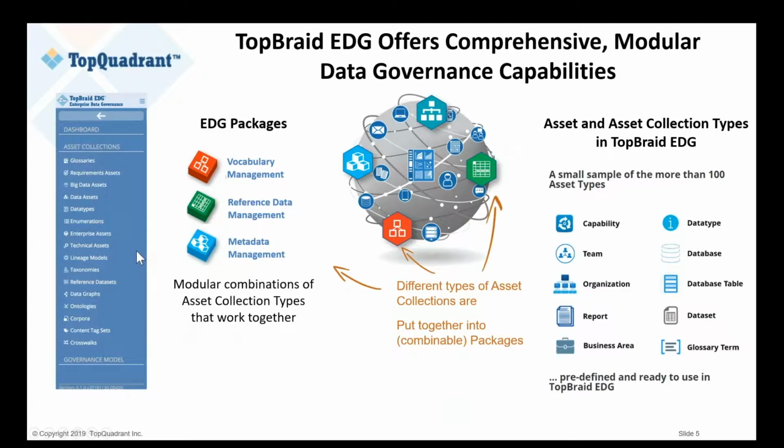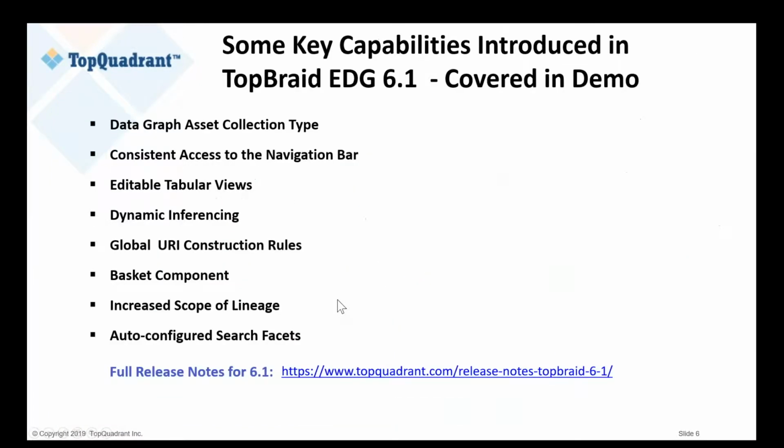Over here on the left, you see the main navigation bar of EDG that you'll see when Irene starts her demo. You see many of the asset collection types listed here, which can look pretty complex, especially when one starts using EDG. But what a user will see really depends on the license package or packages they are working with, and this can be configured. And customers can easily add their own new types of assets.